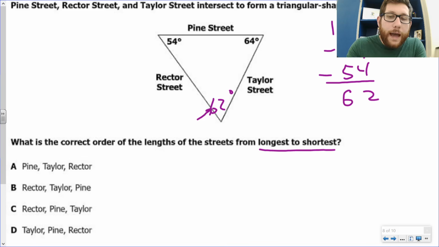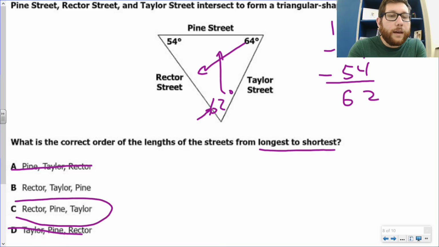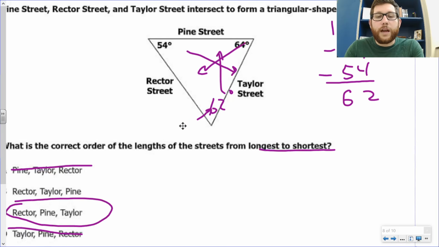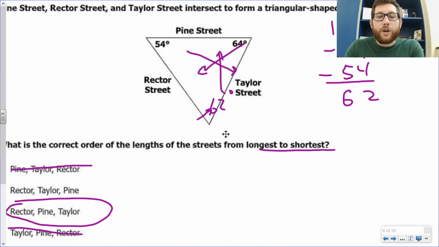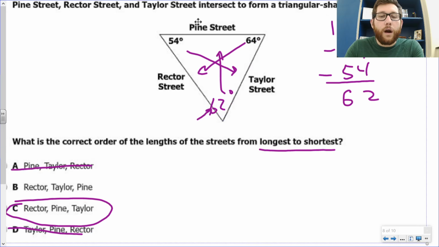All right, now we're going to go longest, so 64 goes with Rector. Okay, so it's not A and it's not D. 62 goes with Pine, and then 54 goes with Taylor. So notice sometimes we have to solve, whoops, I did not mean to do that. Sometimes we have to solve for our missing angles with these triangles, okay? So just be on the lookout for something like that.